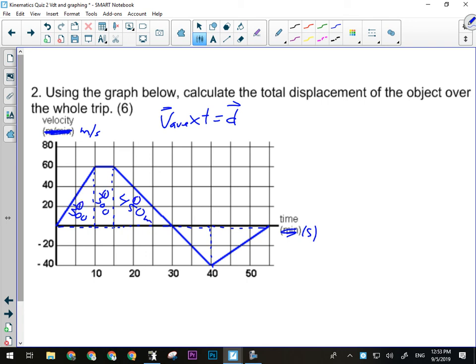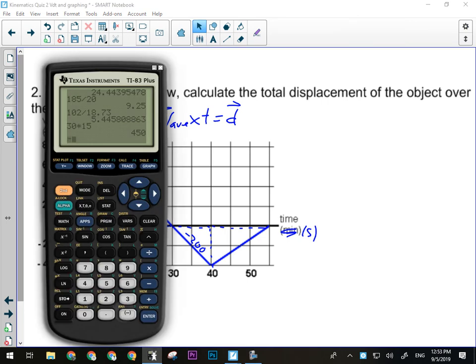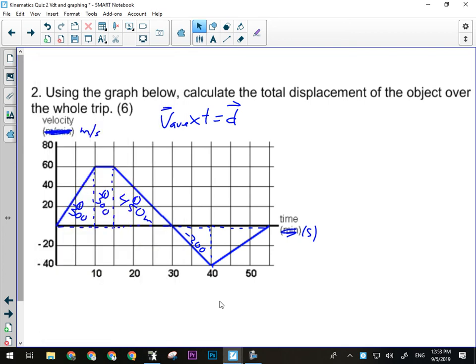Then I've got this triangle here that is 10 on the base and negative 40 high, so that'll be negative 200. And then I've got this one that's negative 40 high by 15 long, and divide that by 2. All right, so we got 3. That's going to be negative 300. So 1 mark each for all of those.